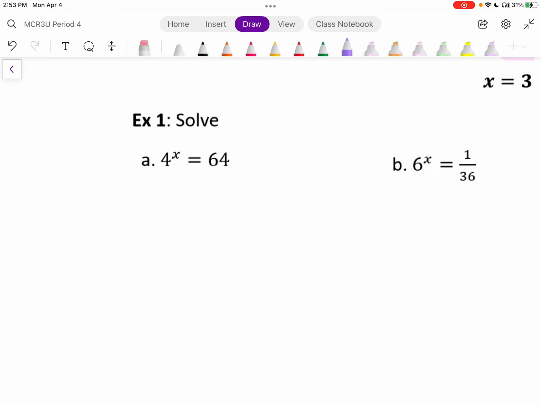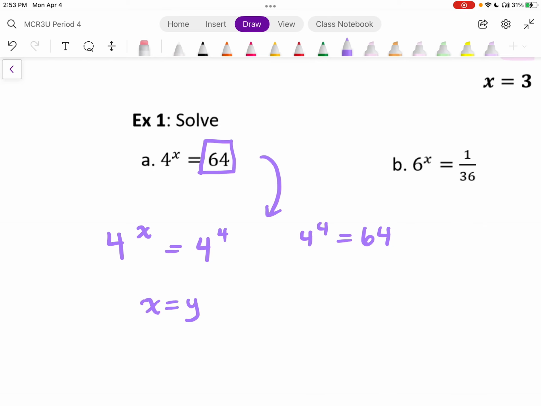So now we're going to see, okay, 4 to the power of what is going to equal 64? And you're going to change the 64 into base 4. Right? We're going to leave the 4 to the x as is. So I know that 4 to the power of 3 is equal to 64. So I'm going to replace this 64 with 4 to the power of 3. And since the bases are the same, the exponents are equal, so I know that x is equal to 3. Okay?